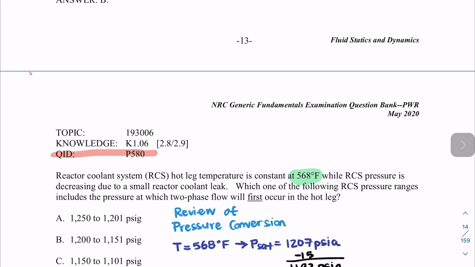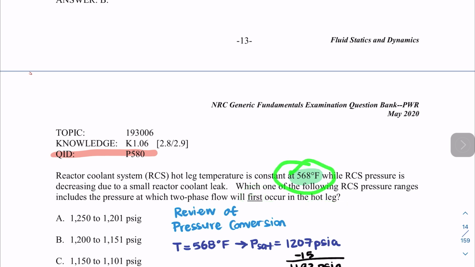This one says reactor coolant system RCS hot leg temperature is constant at 568 Fahrenheit, while the RCS pressure is decreasing due to a small reactor coolant leak. So I know I have this. It's the only thing that I'm given basically. It says, which one of the following RCS pressure ranges includes the pressure at which two-phase flow will first occur in the hot leg?